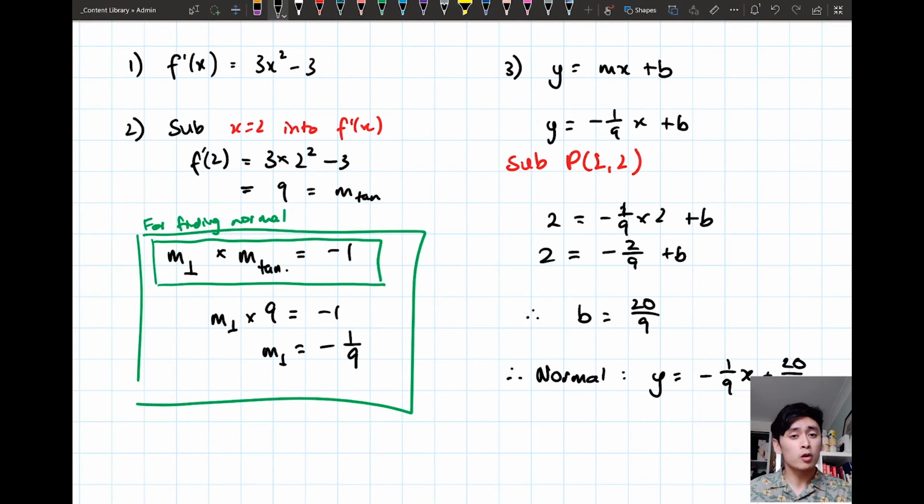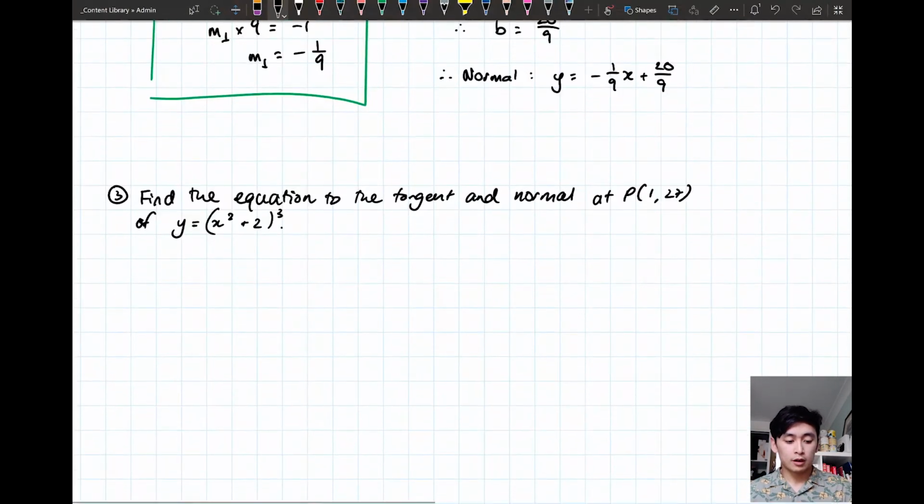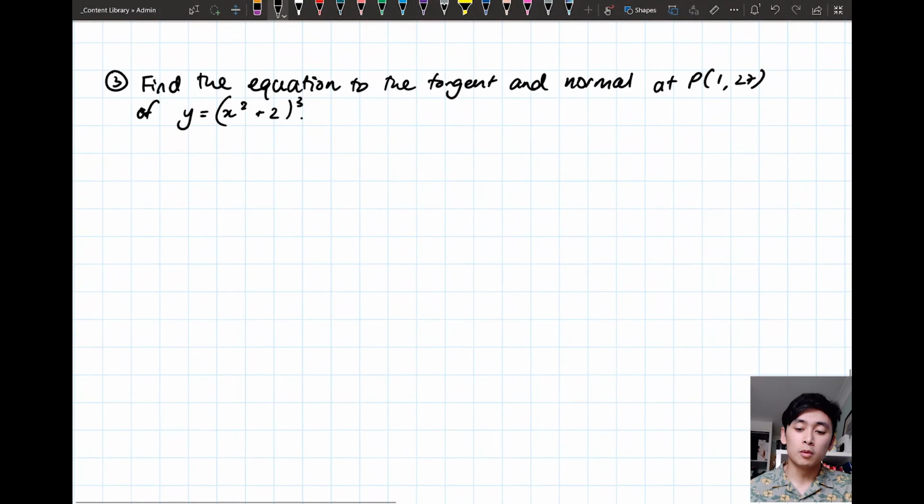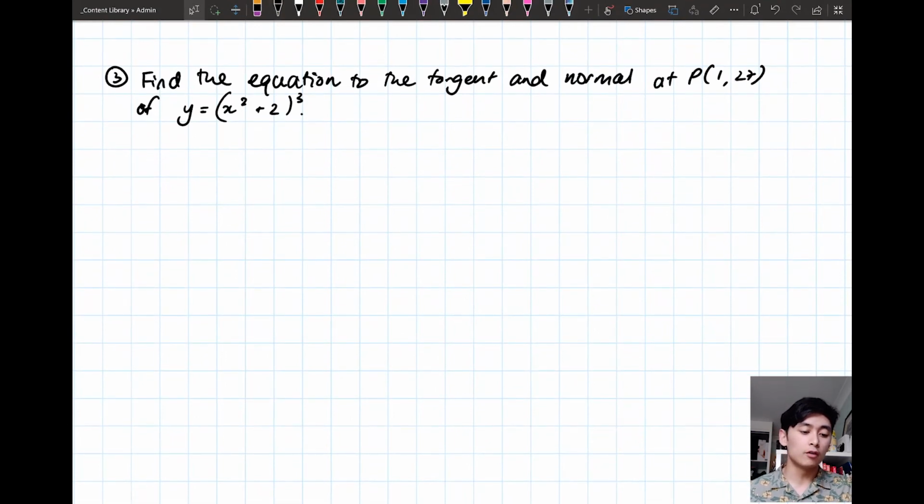Okay, let's do a question where we have to find both of them together. Find the equation of the tangent and normal at (1, 27) of this function here, y = (x² + 2)³. Okay, so let's find the equation of the tangent first.